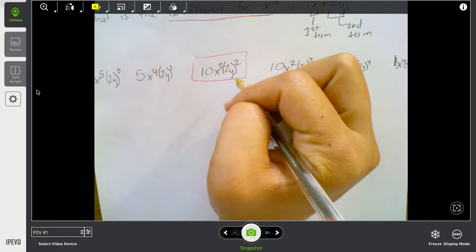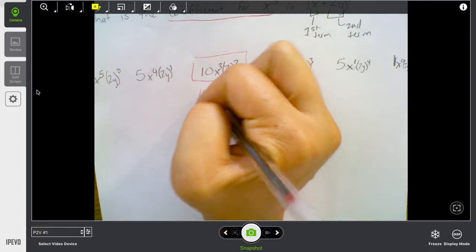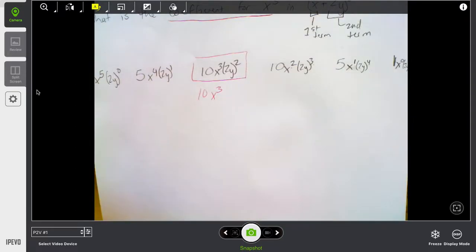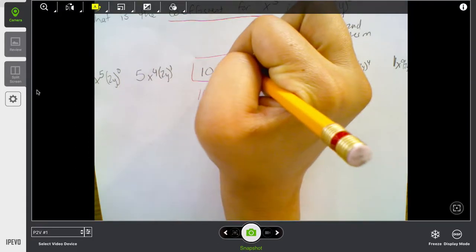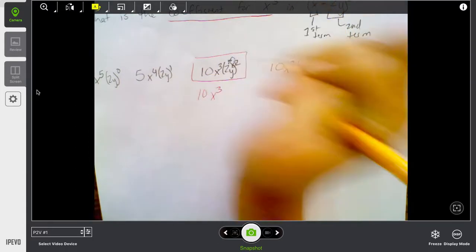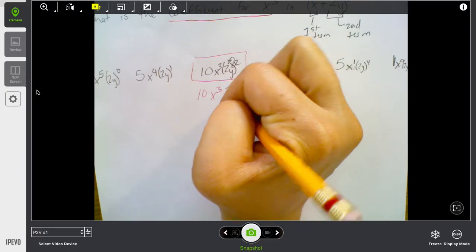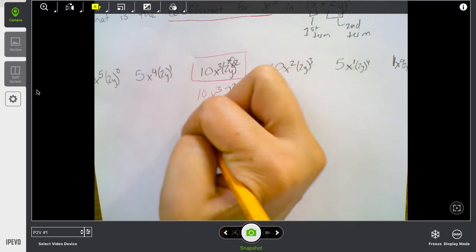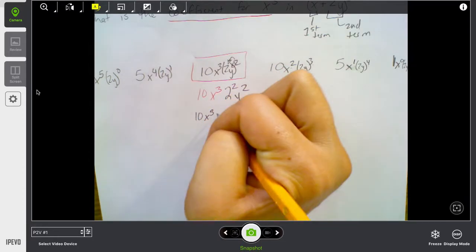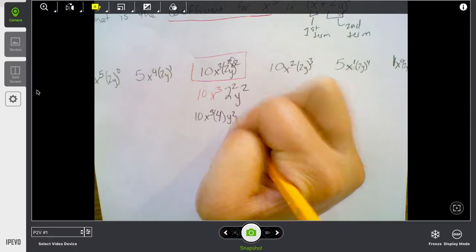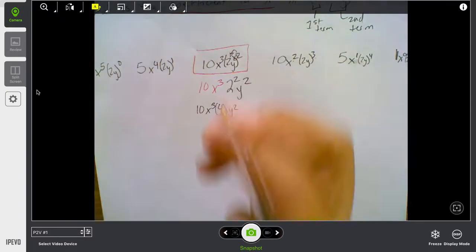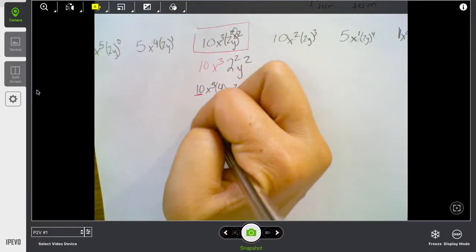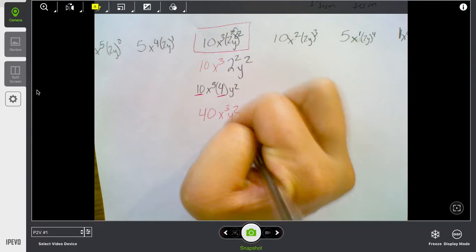So here, if I was to simplify this, this is 10 times x to the third. This (2y) squared, as side work, the 2 that is the square is being applied to both the 2 and the y. So it's like saying 2 to the 2nd power and y to the 2nd power. 2 to the 2nd power is 4, and then we have y to the 2nd power. To ultimately simplify, I want to multiply my real numbers together. So 10 times 4 is 40, x to the third, y to the 2nd.